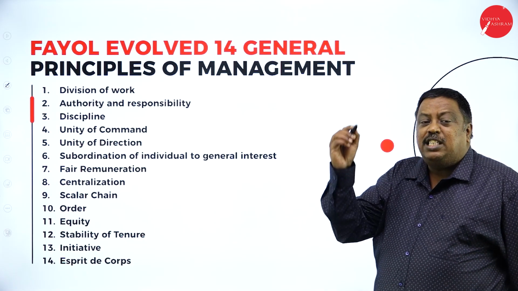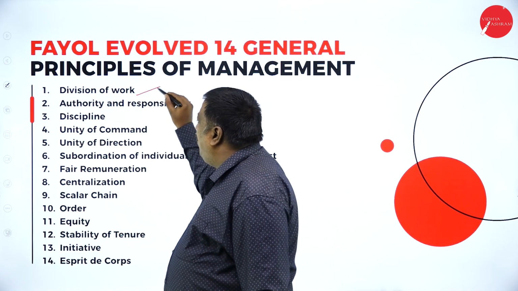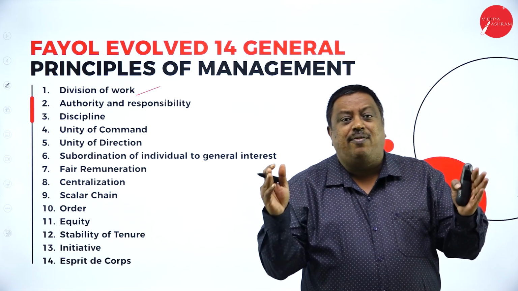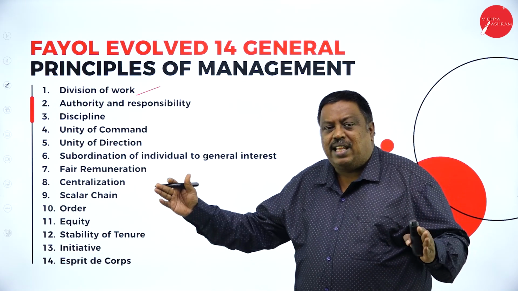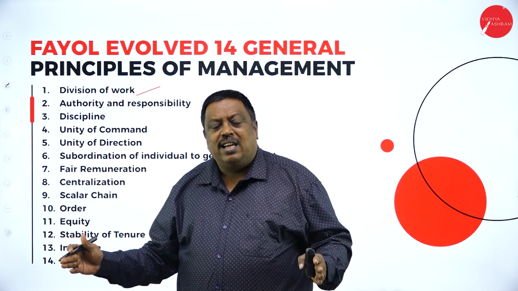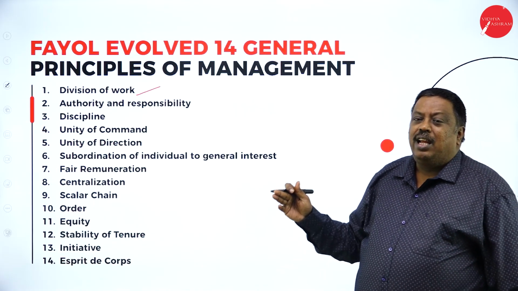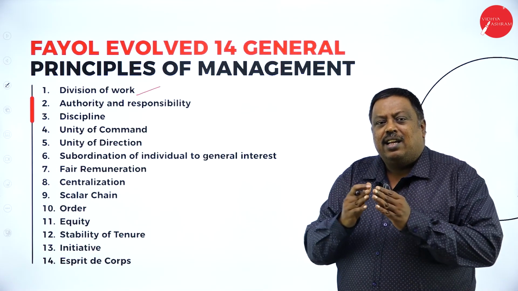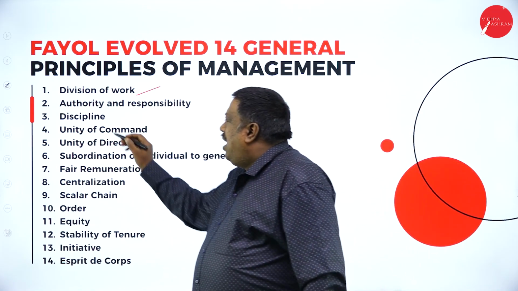The 14 principles laid down by Henry Fayol: the first one is division of work. Division of work means that instead of giving the entire work to one person, divide the work, segregate it in such a way that the work can be completed easily without any hurdles, and the project can be completed on time. Do not put pressure on one person; divide the work and complete it efficiently and effectively.